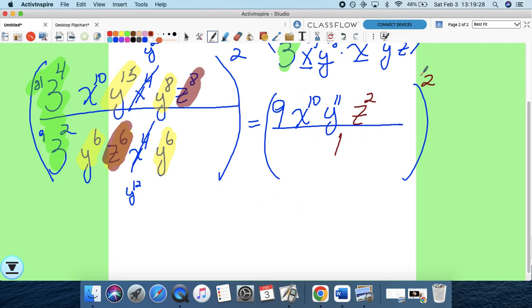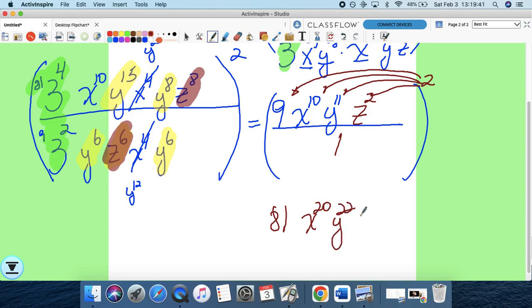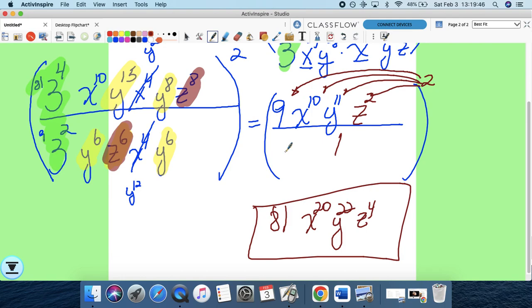So now I can finally multiply the outside factor times the simplified version inside. 9 to the second power becomes 81. X to the 10th times 2 becomes x to the 20th. Y to the 22nd. And z to the 4th. And that's my final answer for this question.